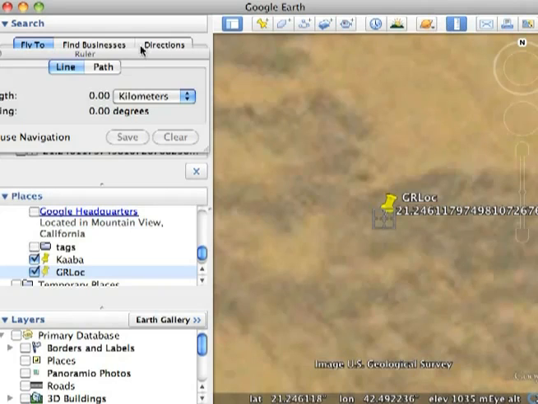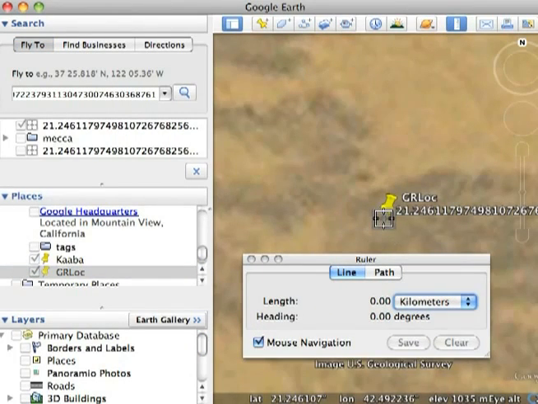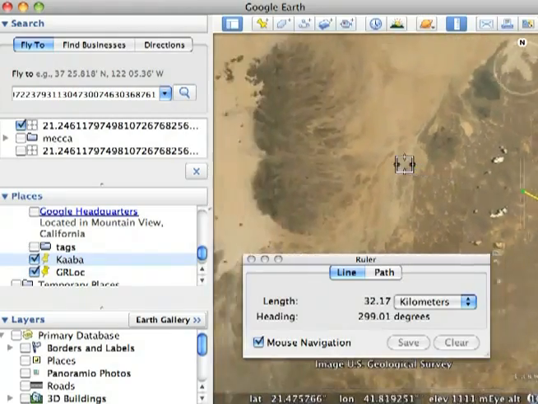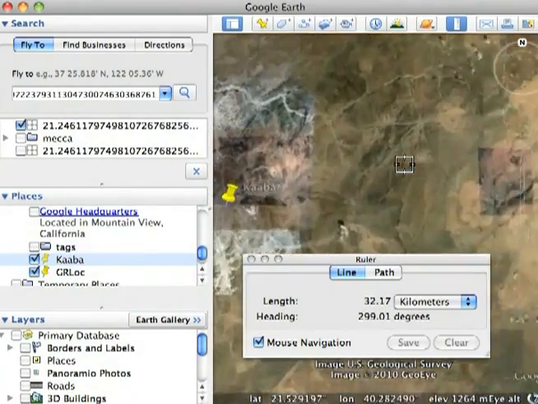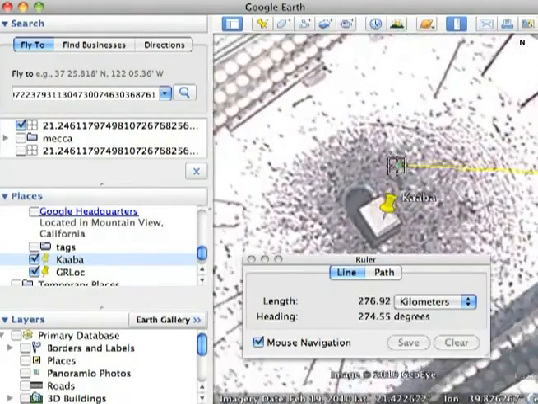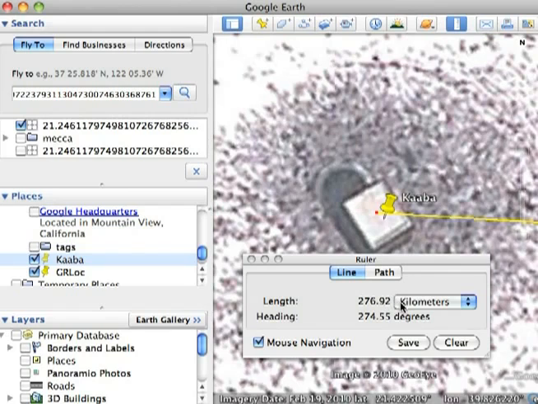And then finally, I am going to measure the distance from here to the Kaaba. I'm going to put it right on the tip of the Kaaba, and as you can see, it has a length of 276.92 kilometres. The Kaaba is not the centre of the planet.